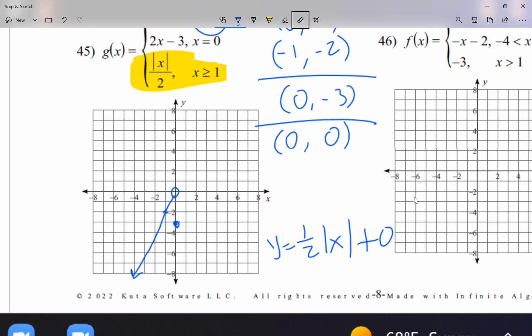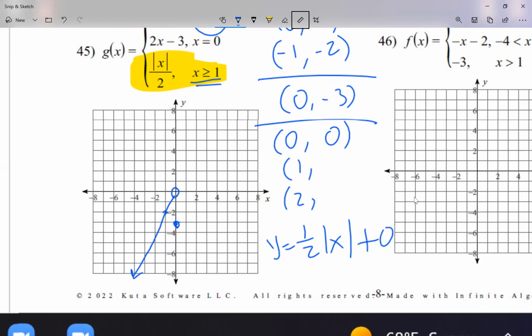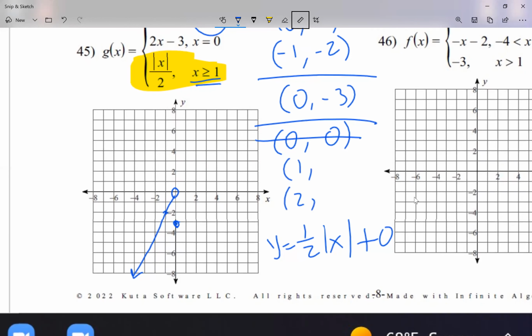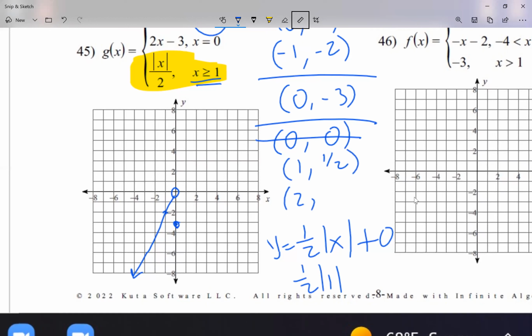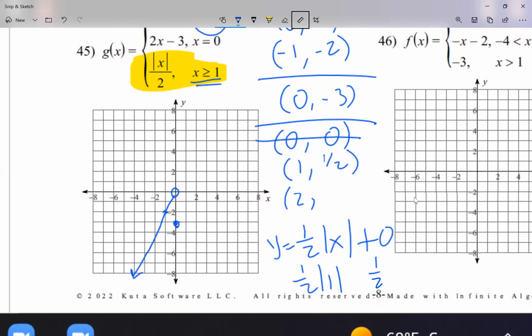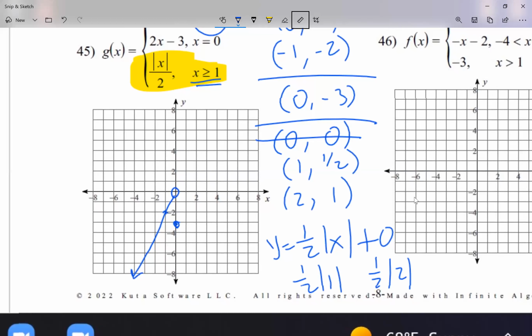But the values that I can choose are 1 or more. So I can choose the values of x equals 1, x equals 2, not the vertex. All right, if x equals 1, doesn't that look like 1/2 times 1? Well, isn't that 1/2? What if x equals 2? 1/2 times 2, isn't that 1? So the points that I have are 1 and 1/2.